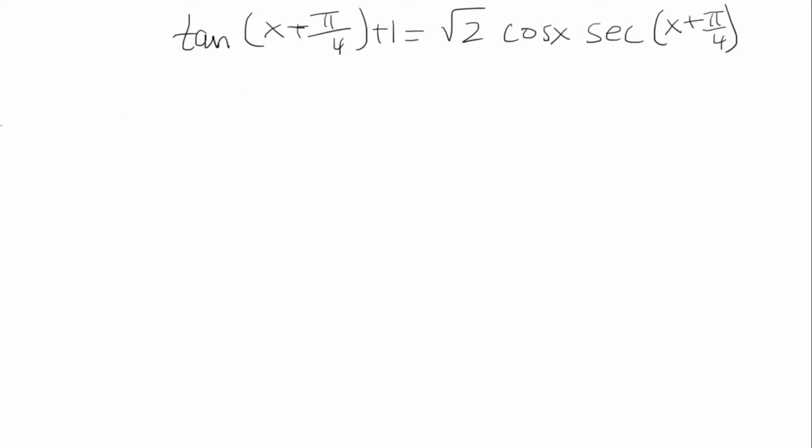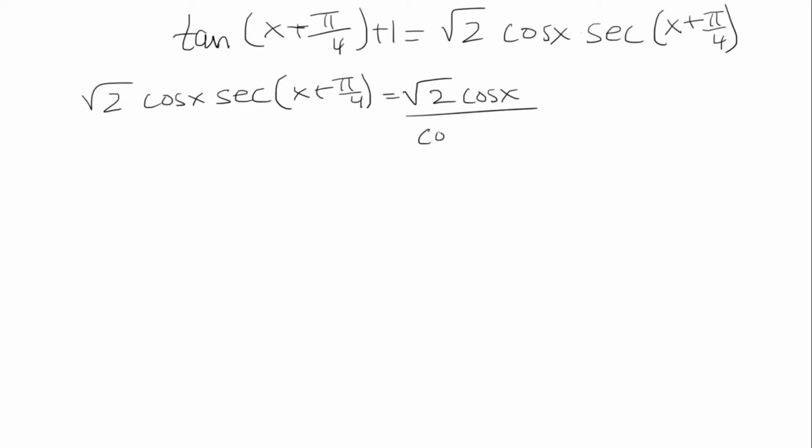left side. Okay, so let's first start off with the square root of 2 cosine x times secant x plus pi over 4. I know that secant is 1 over cosine, so I'm just going to rewrite this with cosine on the bottom, cosine of x plus pi over 4. Okay, so the square root of 2 and cosine of x on the top, put the secant in the bottom as cosine. Now I'm going to use this sum angle formula for cosine.